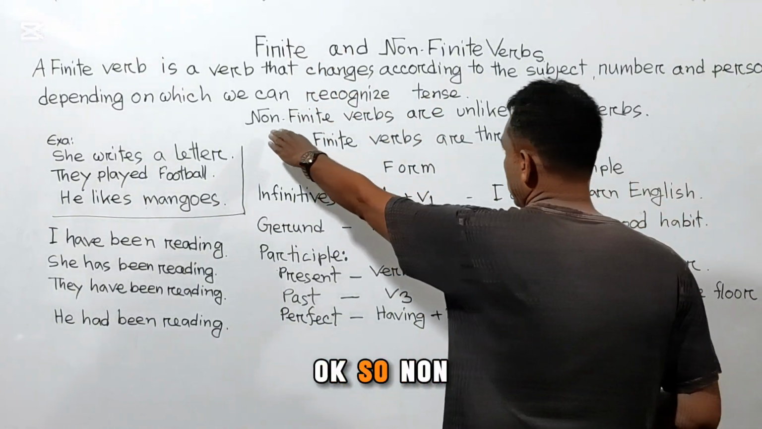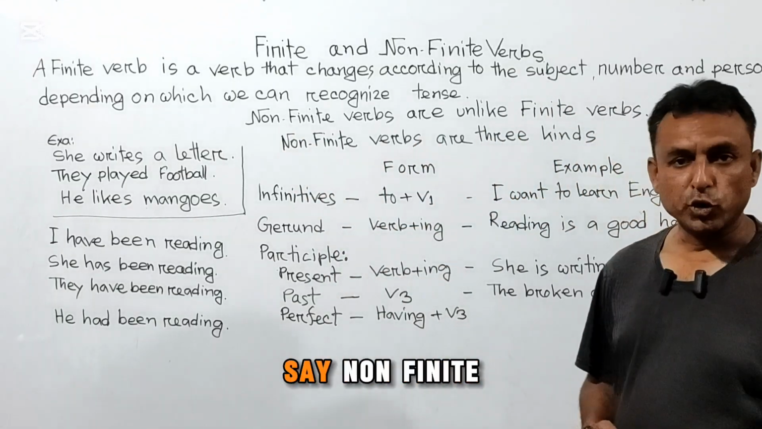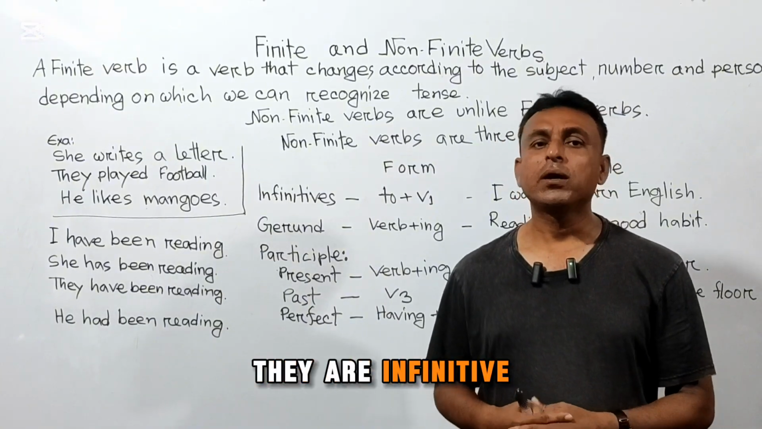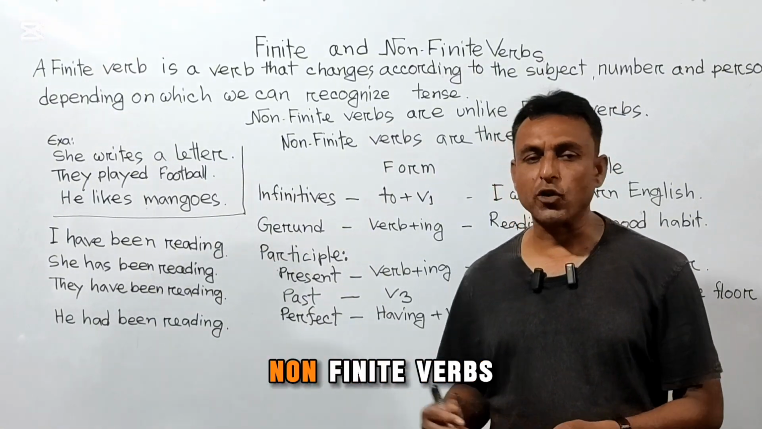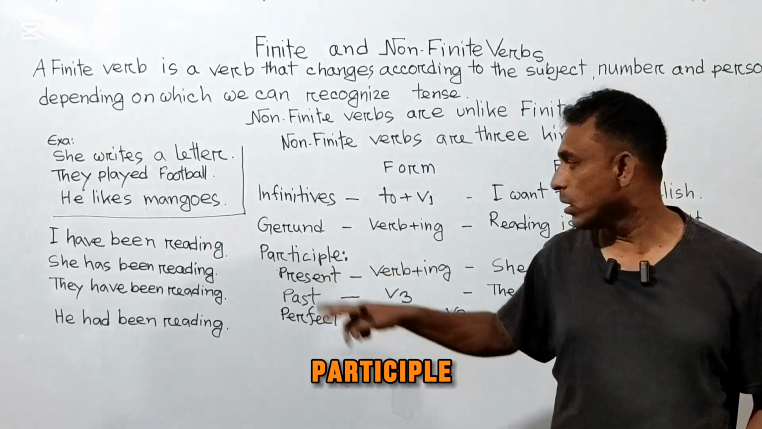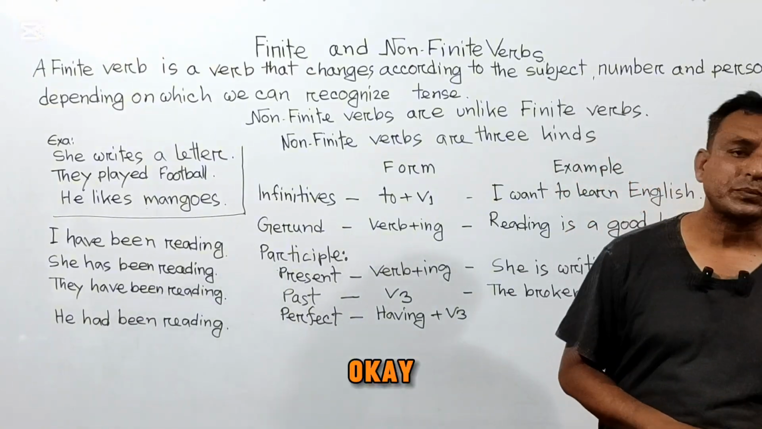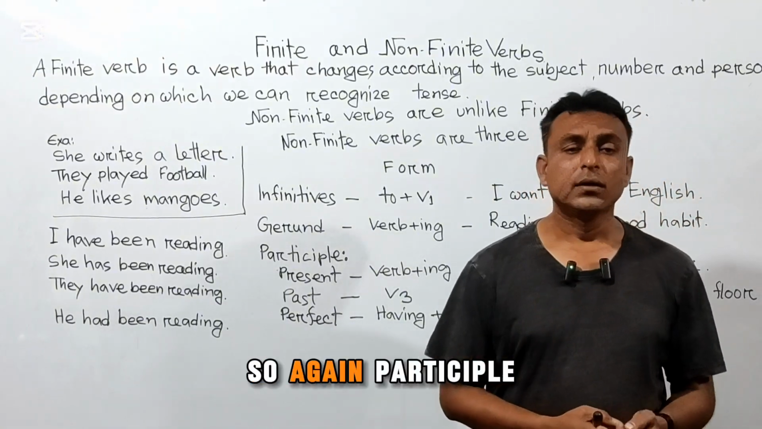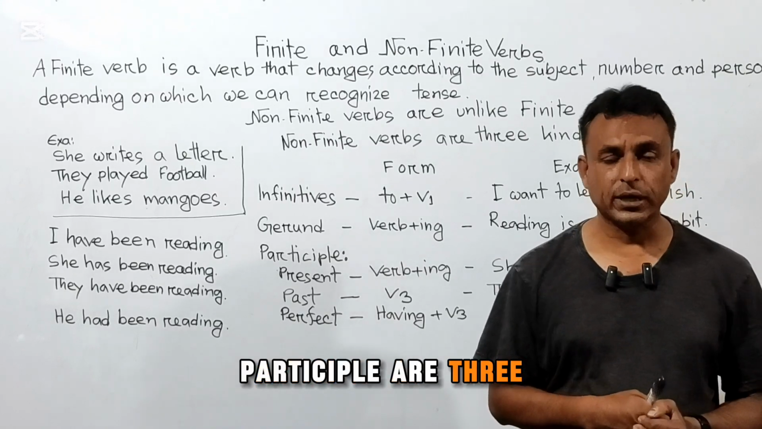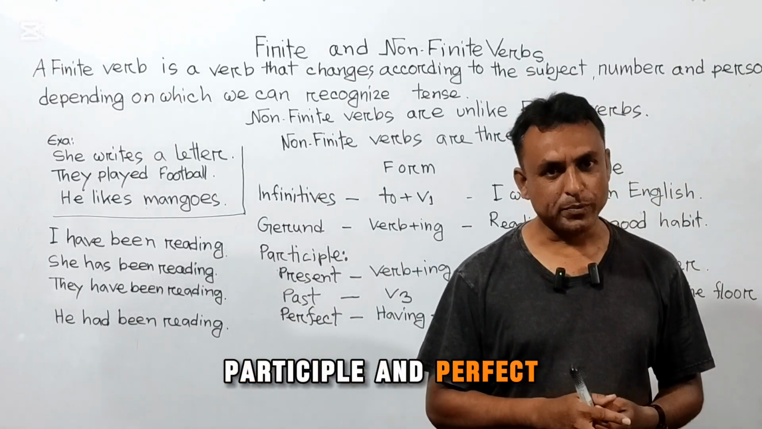Non-finite verbs are of three kinds. They are infinitive, participle, and gerund. Again, participles are of three kinds: present participle, past participle, and perfect participle.